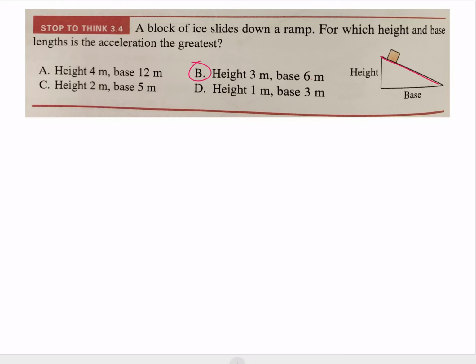That means we're getting a greater component due to gravity in the x direction than any of the other ones, which is gonna make us pull down the slope faster than the other ones. Correct, good job.